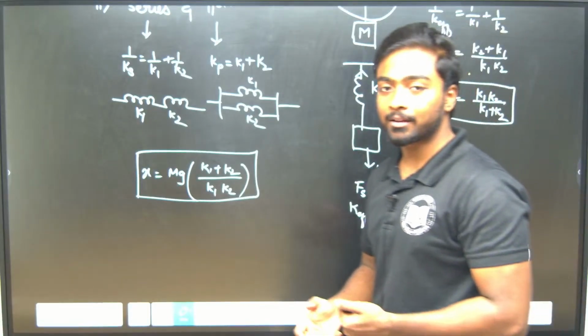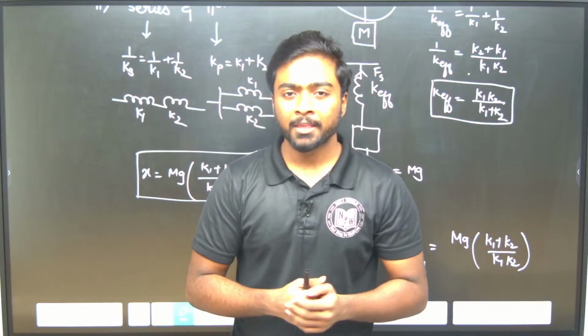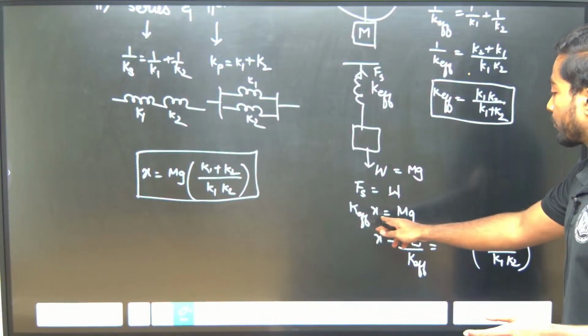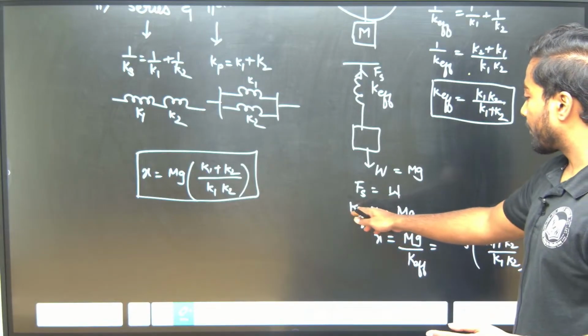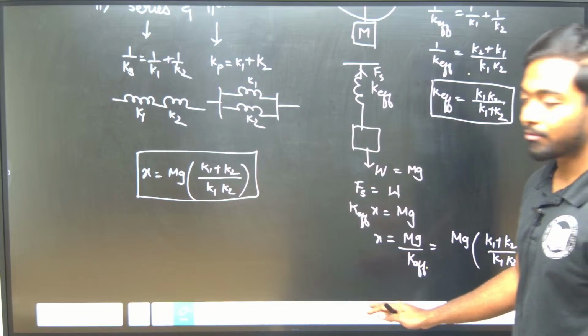How many springs are there? That many springs' spring constants I need to add. Then I need to substitute the same values here. K effective times x will be equal to mg. So K effective will be taken to the other side, so x will be mg by K effective, right?